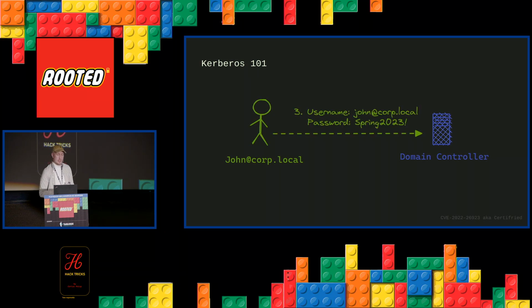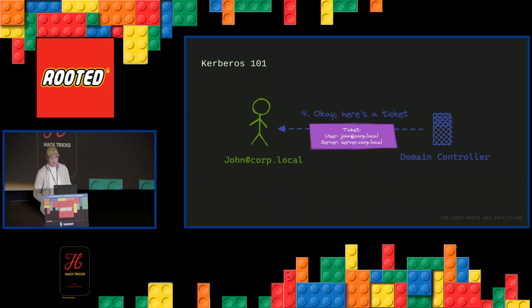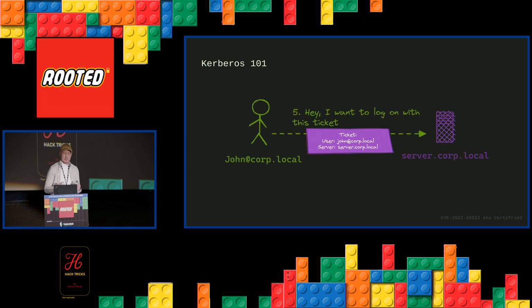And so John will send his credentials to the domain controller, but actually in Kerberos, the password is not sent to the domain controller. John just has to prove that he knows the hash of his password because the domain controller knows the hash of John's password. So he does that by encrypting a timestamp with his hash. And so when he proves that, the domain controller will create a ticket for the user John at corp.local to server.corp.local. And now John can take this ticket and present it to the server as a means of authentication.